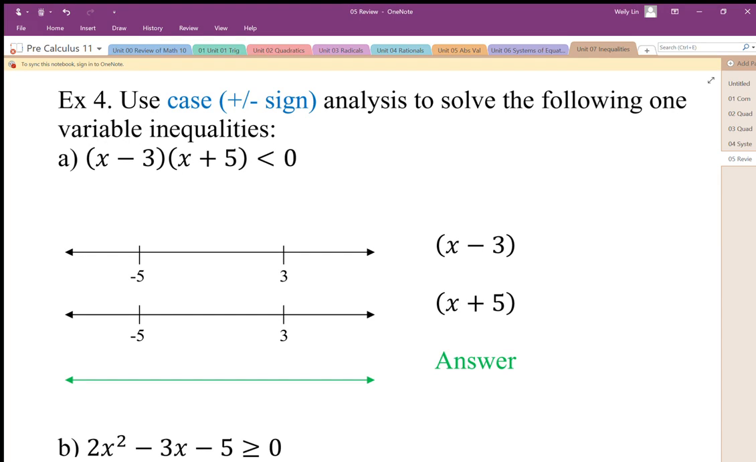So I have my quadratic one variable inequality. There's my inequality. So I need to know my boundary points. Okay, so my boundaries are going to be -5, and I also have a boundary at +3. So I've marked out the boundaries on two separate number lines because I'm going to use the different cases here.